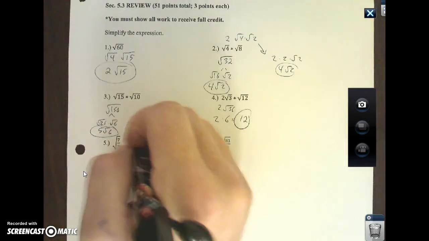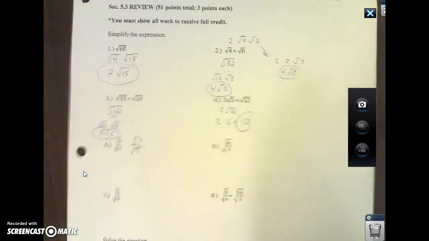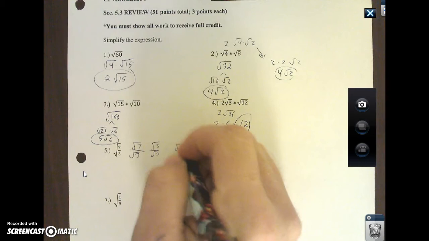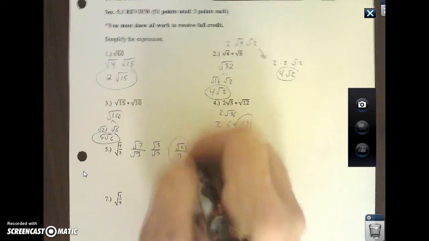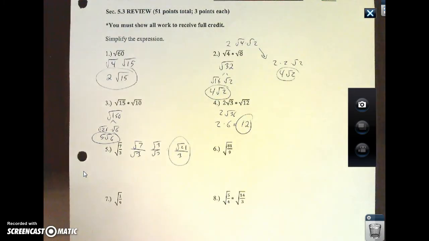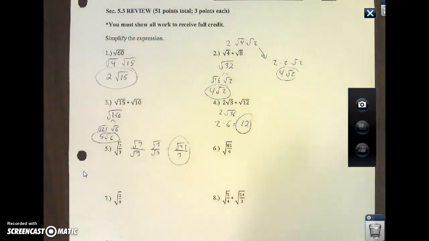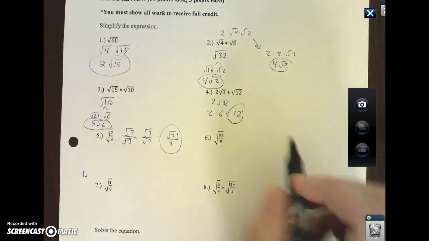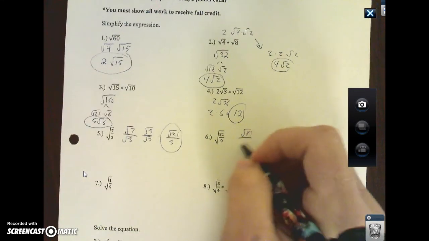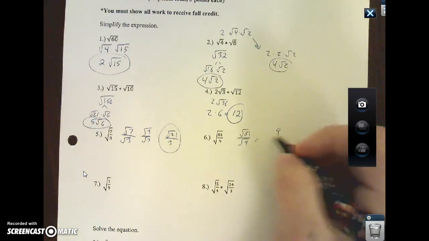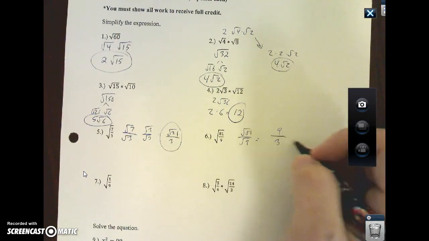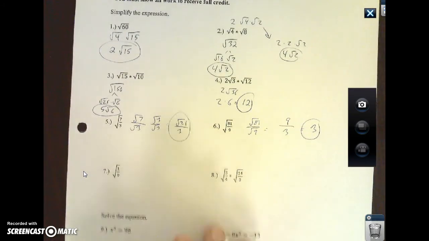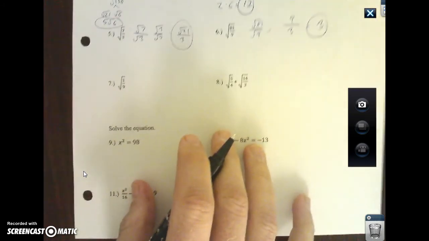Number 5. Multiply top and bottom by root 3. Root 21 over 3, because the square root of 3 times square root of 3 is square root of 9, which is 3. There you go. All right. This one, you might want to try and multiply top and bottom by root 9. Make it easy on yourself. Square root of 81 is 9. Square root of 9 is 3. So 3. Okay. Simple enough. Okay, moving right along here.